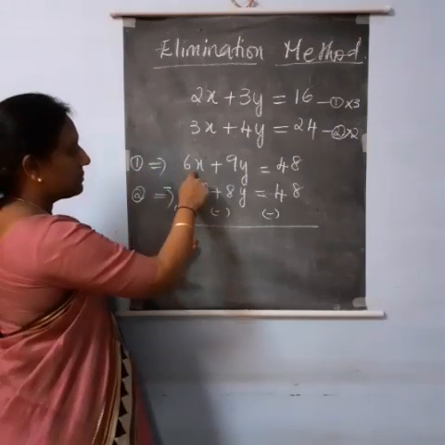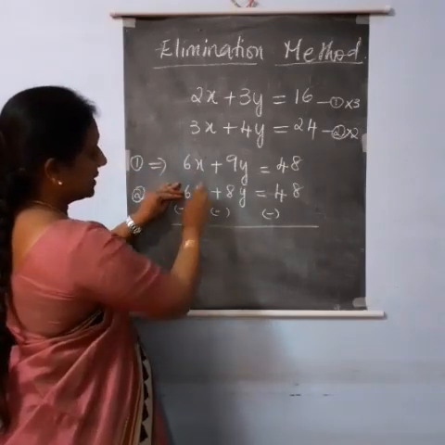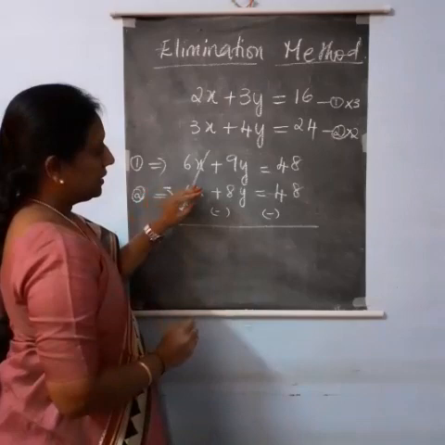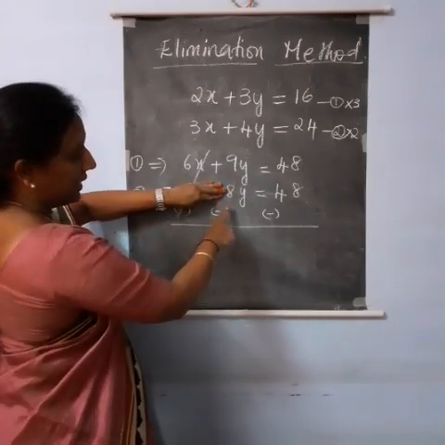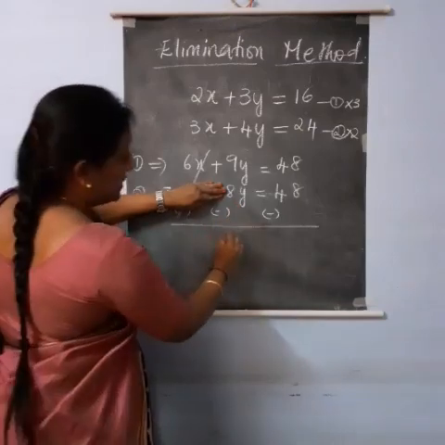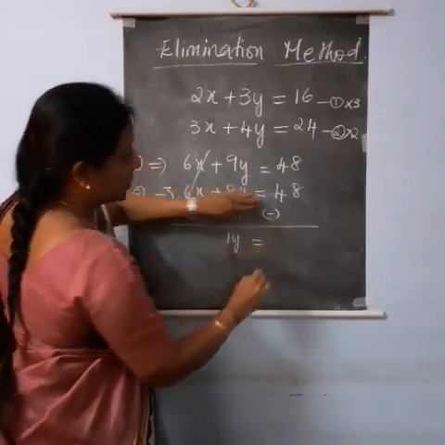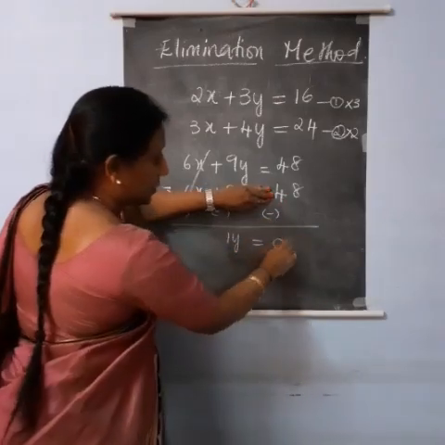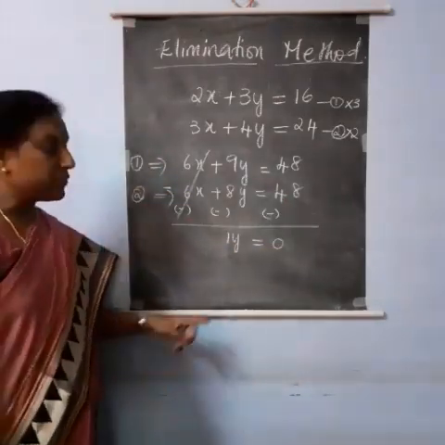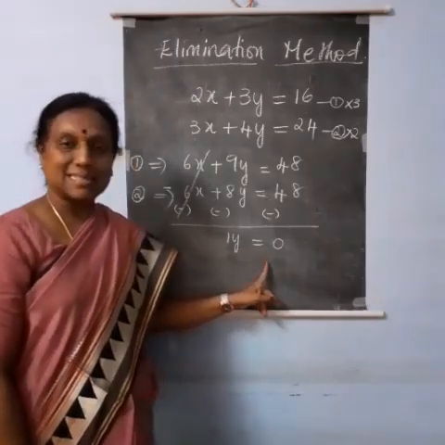So that will become 6x minus 6x will cancel out. Now look at the new sign. What will you get? 9y minus 8y is 1y equal to, look at the new sign, 48 minus 48 equal to 0. So I have got the value of y as 0.